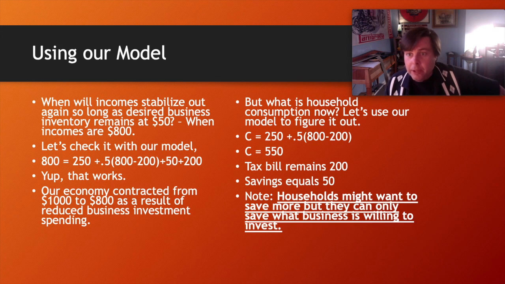Will it ever stabilize out? The answer is yes. At that level of desired inventories, the economy will stabilize out at incomes equal 800 rather than 1,000. In other words, we're going to see a 20% decline in total economic activity, or a 20% decline in GDP under that scenario.